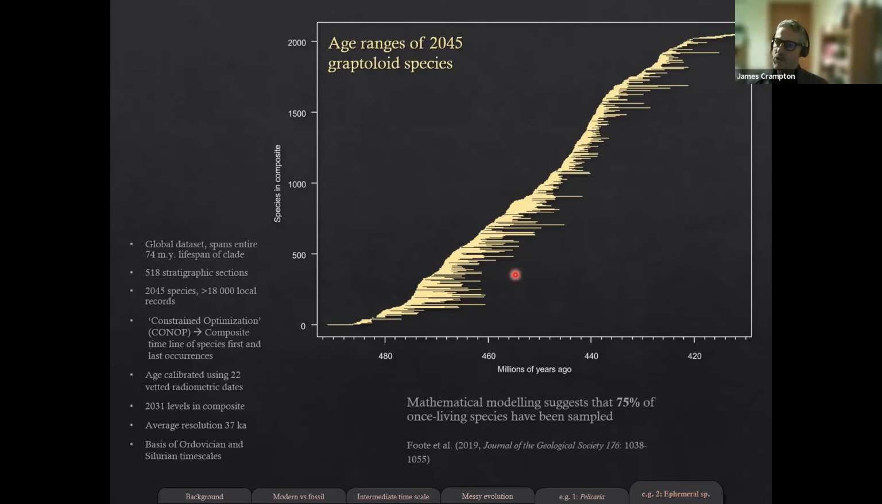One of the cool things is that another colleague of ours, Michael Foote, did some very clever mathematical modeling on these. He reckons you can demonstrate that about 75% of the once living species have been sampled in this database. So of all the species of graptoloid that were living through this interval of time, about 75% of them have been captured, which for a fossil database is absolutely remarkable. For fossil birds or fossil mammals, I'm completely guessing, but it might be just a few percent of the species that lived that we actually have fossils of. Whereas these graptoloids, because they were floating in the ocean and lived everywhere, have an amazing fossil record and have been very intensively studied. So we've managed to get this amazing fossil record.